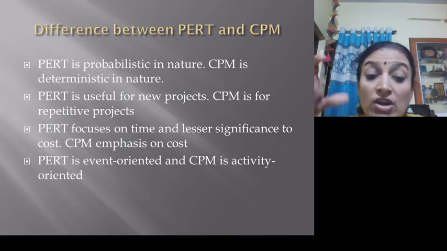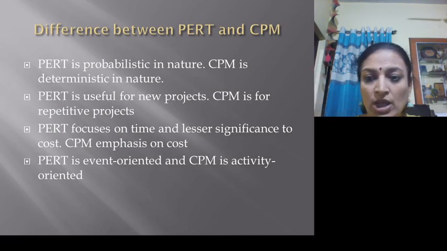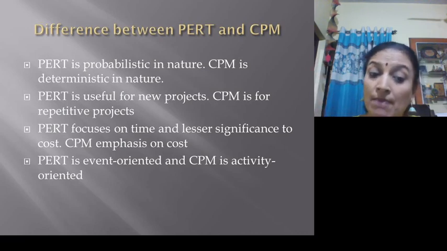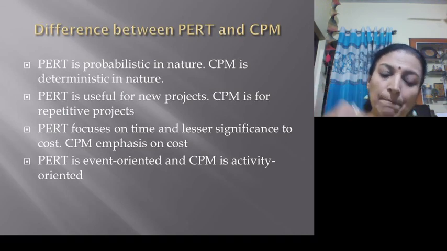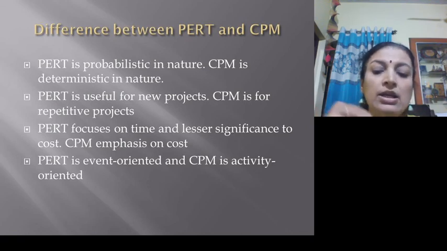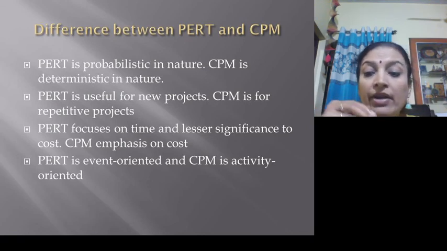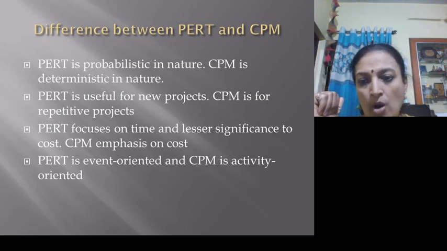PERT focuses on time and gives lesser significance to cost, but CPM emphasizes cost. PERT is event oriented, CPM is activity oriented. Okay, so these are the differentiating points.